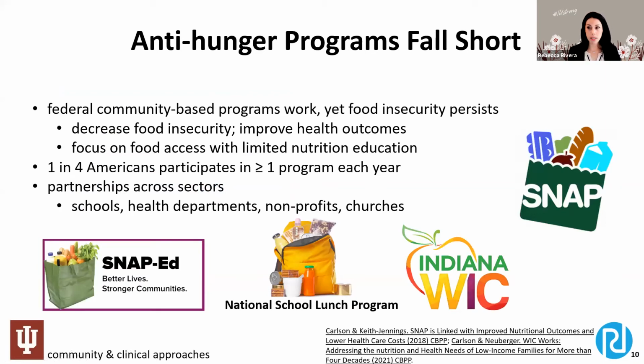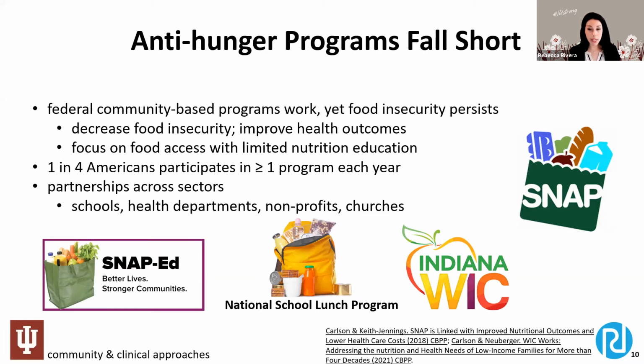So this has been a problem. Food insecurity has been a problem for a while in the US. There have been a lot of initiatives and programs developed to combat food insecurity. Currently, there are 15 federal community-based programs to combat food insecurity. And they do work. So the science and the literature shows that they do decrease food insecurity. They improve health outcomes, but food insecurity is still a huge problem.